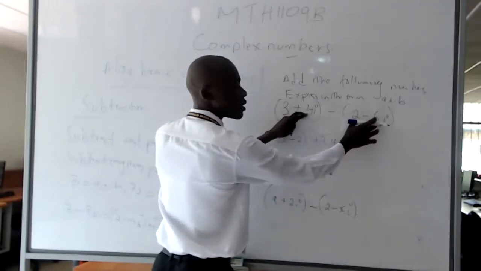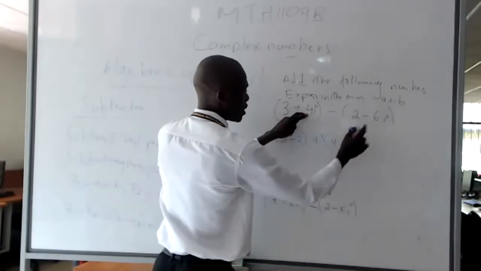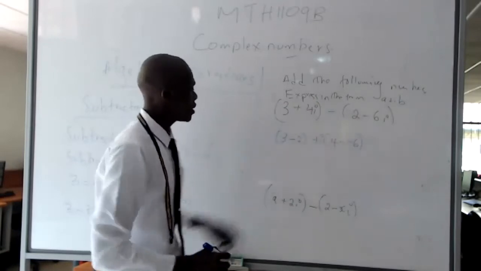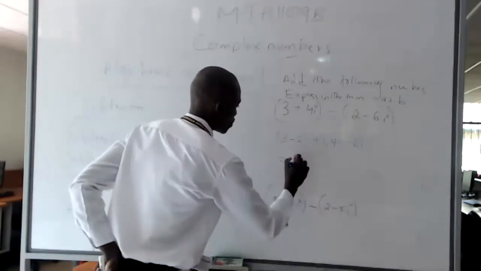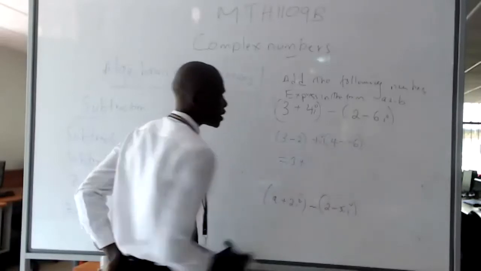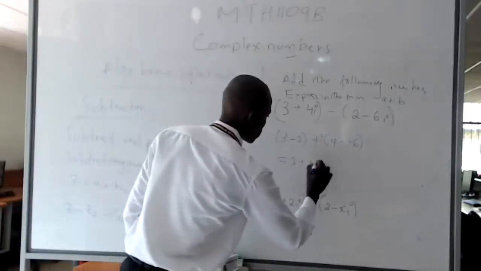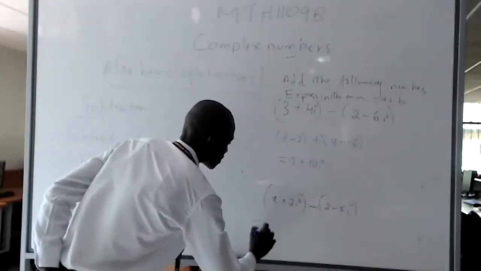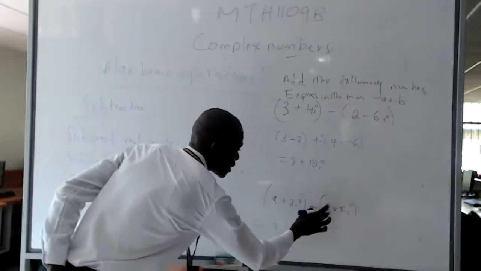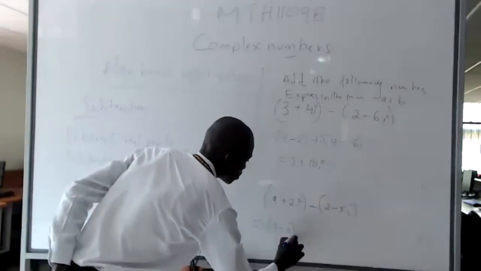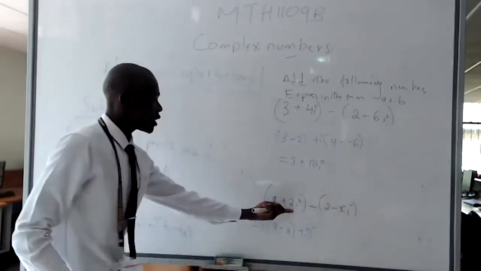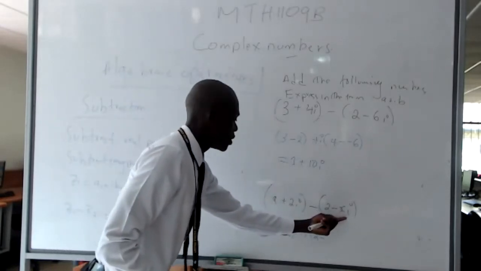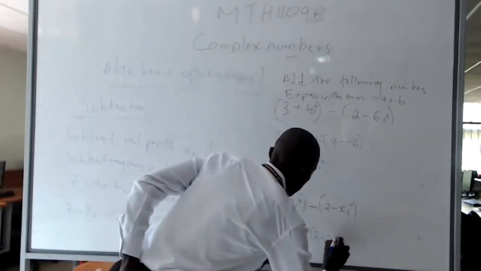Okay. Subtract the imaginary part of the second. So it's minus negative 6. There's a minus outside and a minus inside, so it's plus. And this gives me 3 minus 2 is 1, plus 4 minus negative 6 is like 4 plus 6. So that gives you 10i. Here, the real part is A. The real part of the second is 2, so A minus 2 plus the imaginary part of the first number is 2. We are subtracting the imaginary part of the second number, so minus negative x.